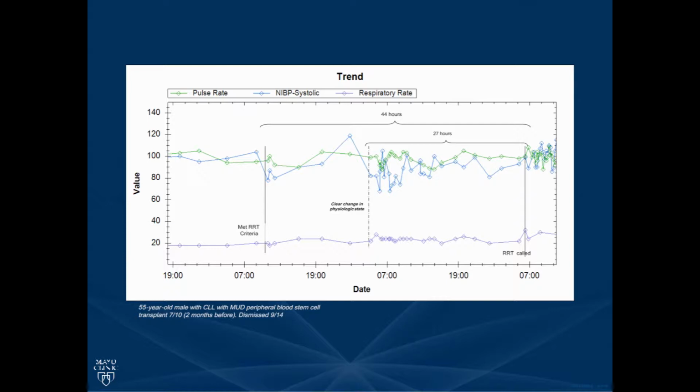And then when he finally met our RRT criteria about 17 hours later or so, you can see there was an increased activity and that we charted his vital signs a little more frequently, but we didn't call the RRT. 17 hours go by again, and that dotted vertical line shows a clear mark where his physiological status changed. Yet it's 27 more hours before we called our RRT and he went to the ICU.